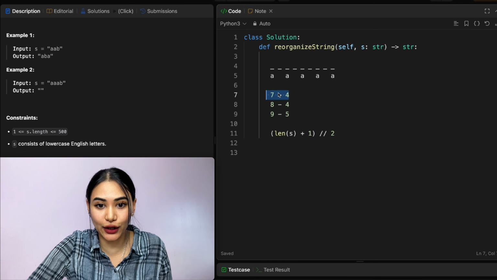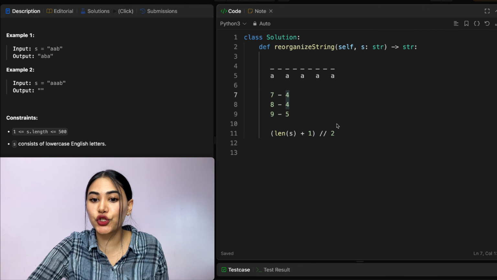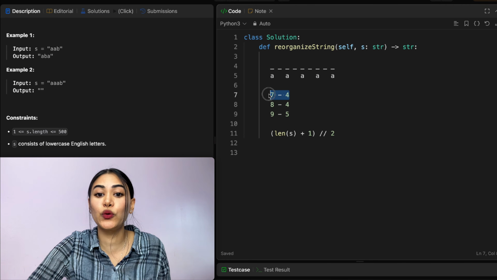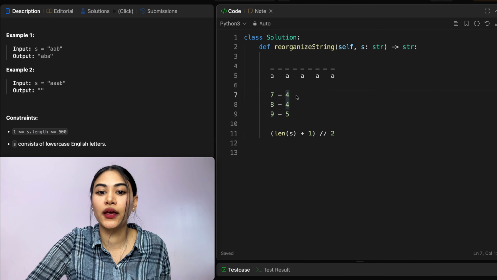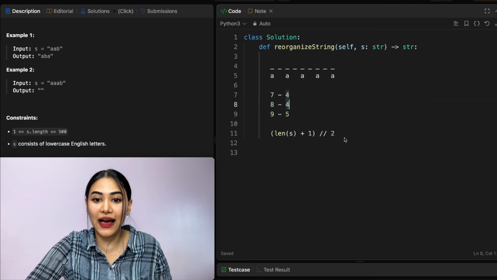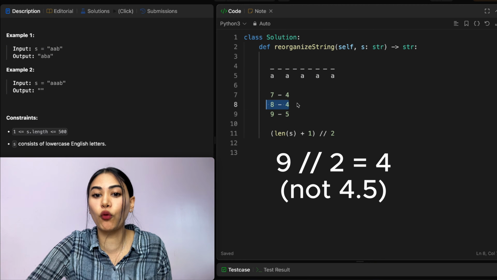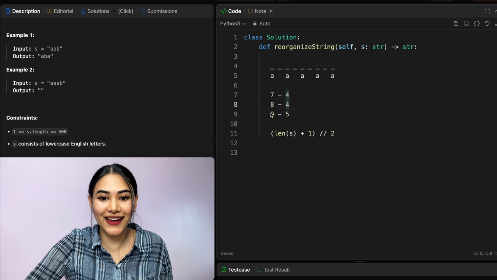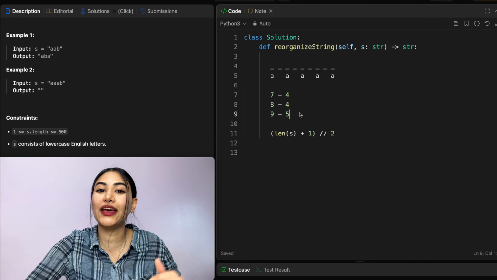If we have 7 characters, 7 plus 1 is going to be 8. 8 integer divided by 2 is 4. So at best, we can't go more than 4. We can do 4, but not more than it. If we have 8 characters, 8 plus 1 is 9. Dividing that by 2 will put us at 4.5. So we can't do more than 4. And again, with 9, if we do 9 plus 1, that's 10. 10 integer divided by 2 is 5. We can do 5, but we can't do more than that.